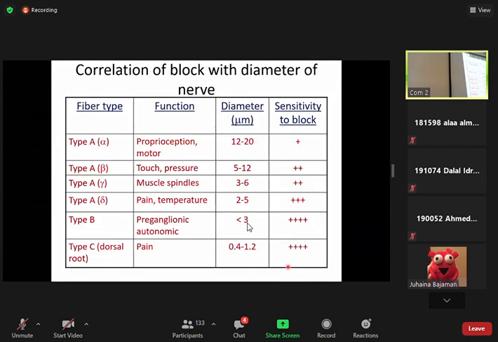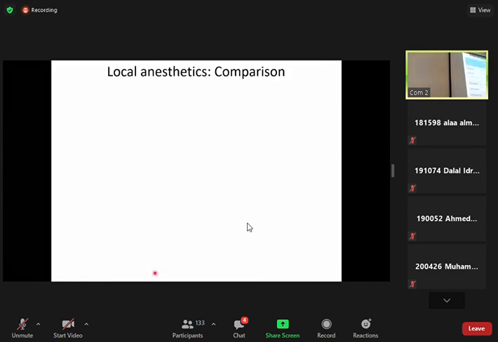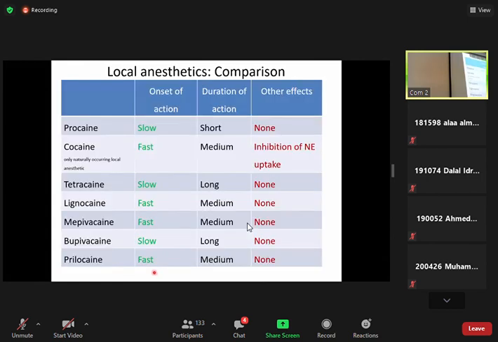So you know this is the fiber type. When we have a smaller diameter, the sensitivity to the block is going to be more, and it shows here in the pain, the type C fibers. Okay, so when we compare the types of local anesthetics, you will see, now the cocaine, we said they are the only anesthetic.